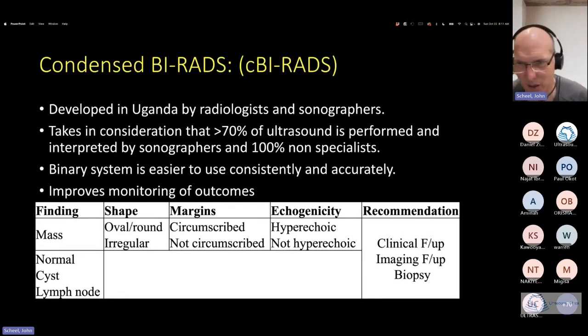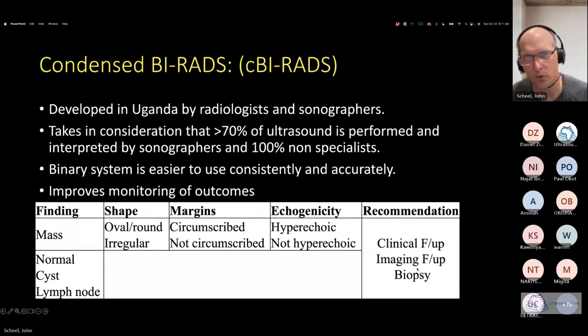And it's a template. So if a patient comes in, the sonographer really just has to go through and circle if there's a mass, whether it's oval, round, or irregular, circumscribed, not circumscribed, hyperechoic or not hyperechoic, and that can determine whether you do clinical follow-up, imaging follow-up, or biopsy.